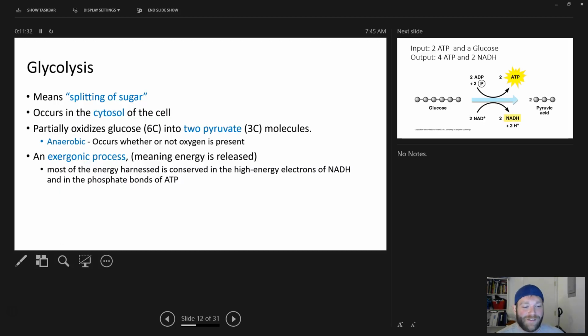All right, so let's talk about each of our individual processes, starting with glycolysis. If you break the term glycolysis down into its two constituent parts, glyco refers to sugar, and lysis means to split. So you're literally splitting sugar when you're doing this. You're taking that C6H12O6 and producing smaller versions of sugars from it. This occurs within the cytosol of our cell.